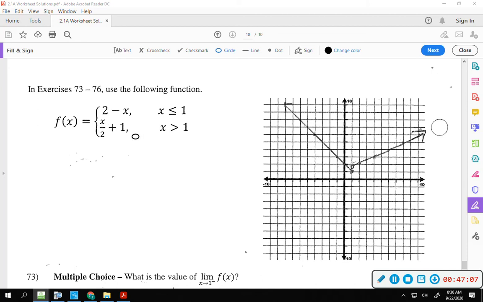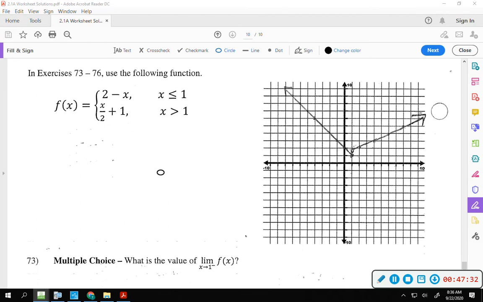When I plug 1 in here, I get 1/2 plus 1. I actually get out 3/2, or 1 and 1/2 out. And then I'm going up 1 over 2, up 1 over 2. You can see it coming like this, but this is approaching a value here of 1 and 1/2. 1/2 plus 1 is 1 and 1/2.